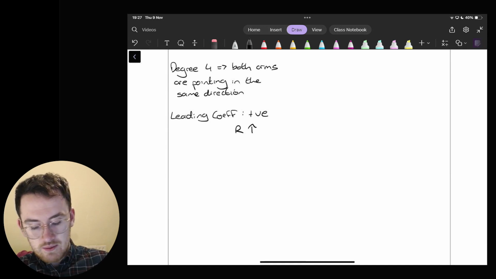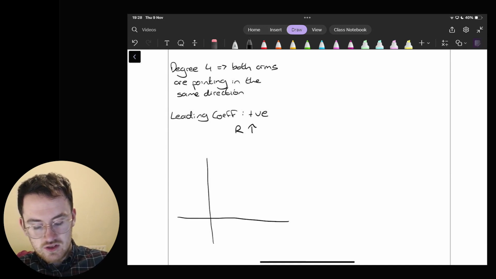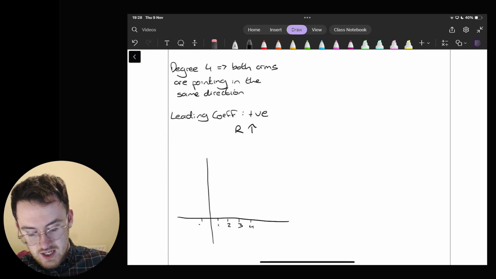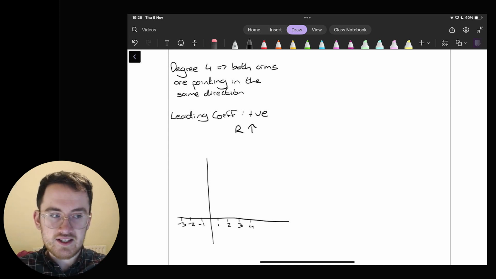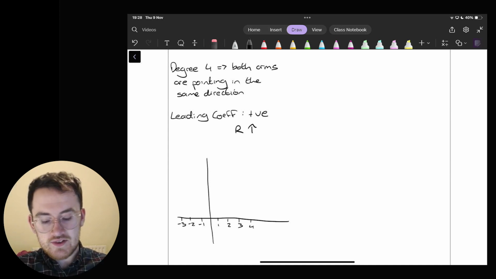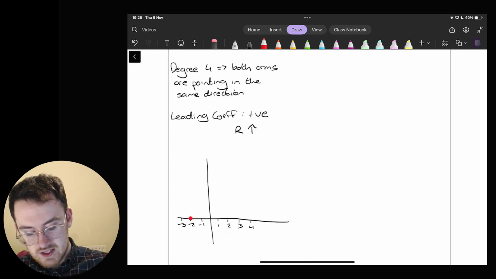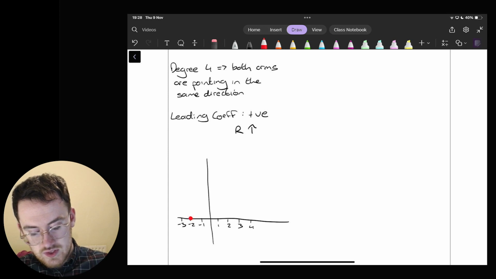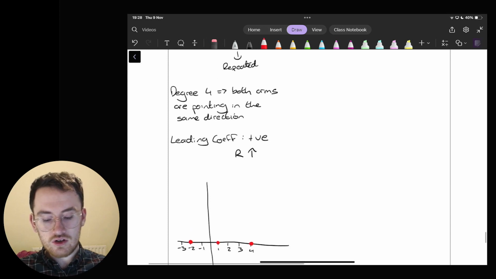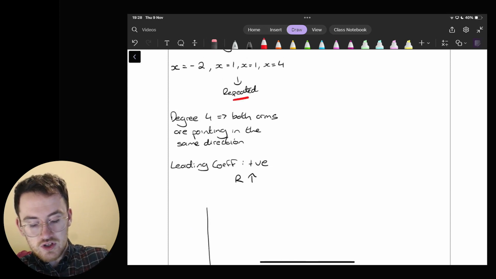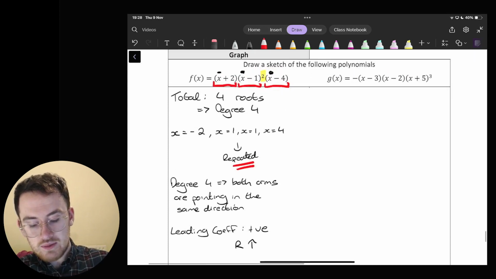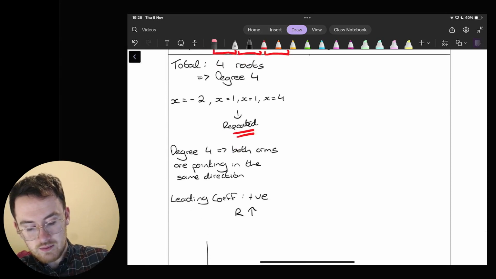So we can move towards a sketch of this graph, and it is just a sketch. It doesn't have to be the most accurate thing. We will obviously be looking at drawing much more accurate graphs. So looking at my roots, we're going to mark those in first. My graph has to cross at -2, it has to cross at 4, and it is going to touch at 1. It's not going to cross at 1, it's only going to touch because it's a repeated root with a multiplicity of 2.